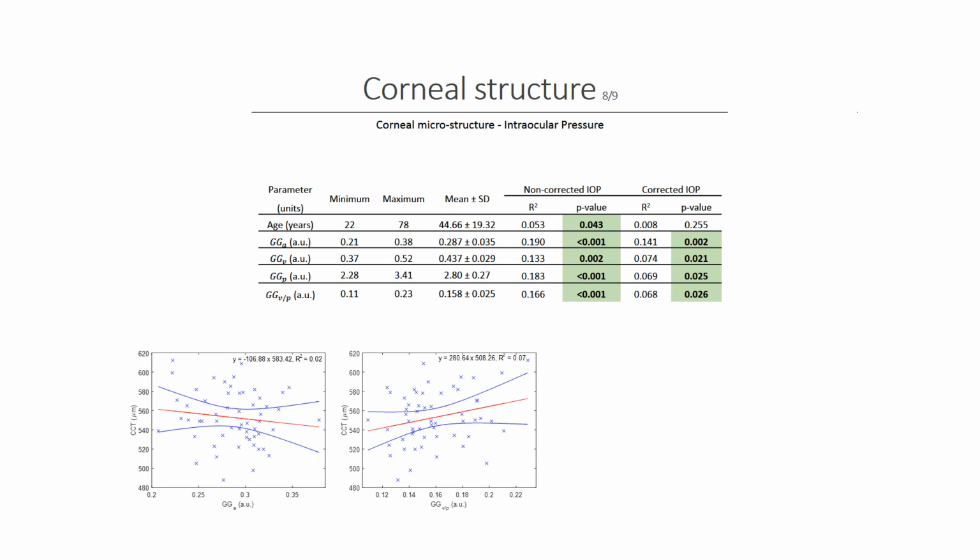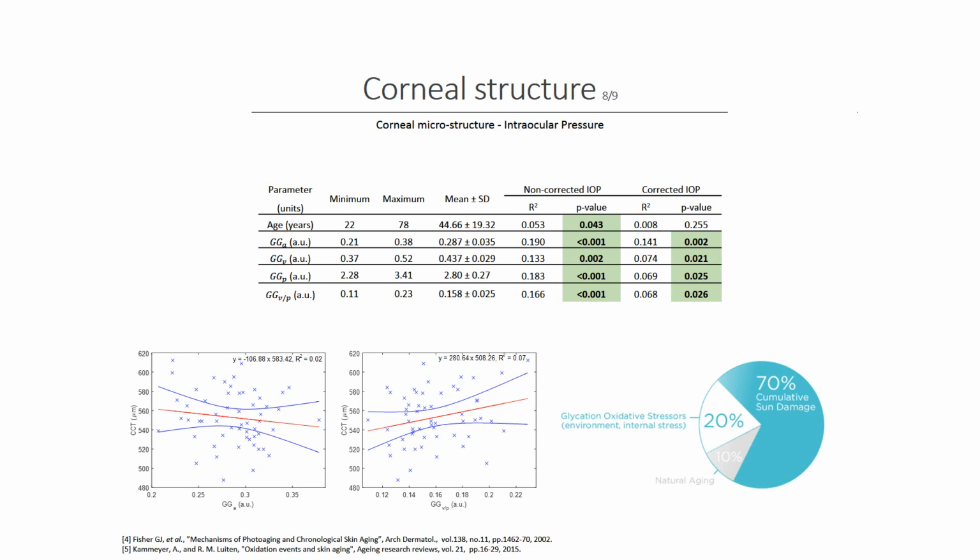These results, which were recently submitted for publication, showed us that aging is not a linear process. In fact, studies have shown that just 10% of aging is by a natural process.